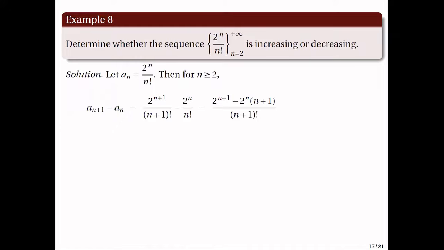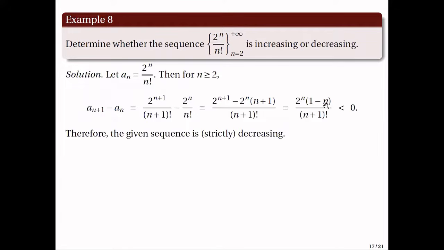Now, factoring out 2 raised to n will give us the following. We have 2 raised to n times the quantity 1 minus n all over n plus 1 factorial. And we know that this is less than 0 since 2 raised to n is positive, n plus 1 factorial is positive, while 1 minus n is less than 0. This tells us that the given sequence is decreasing, or if we want to be more specific, we can say that it is strictly decreasing.